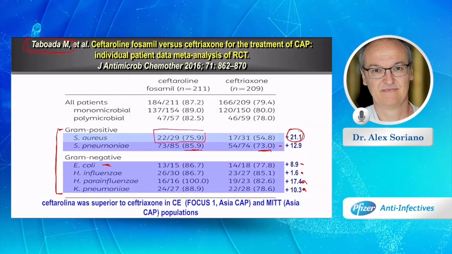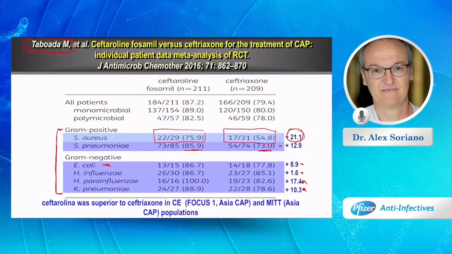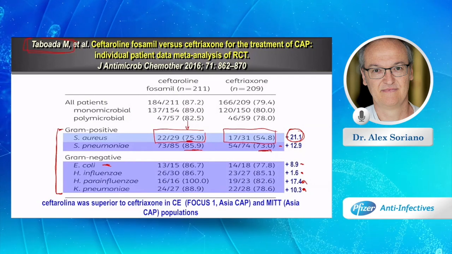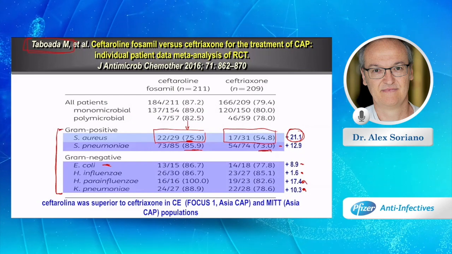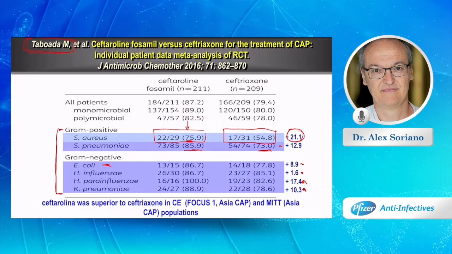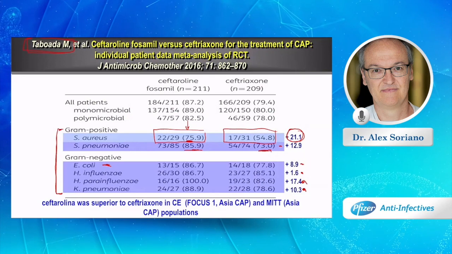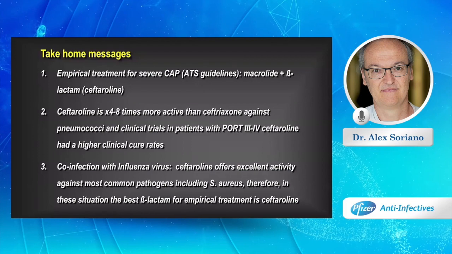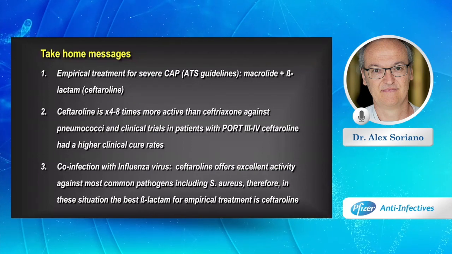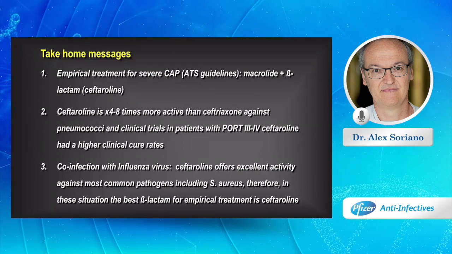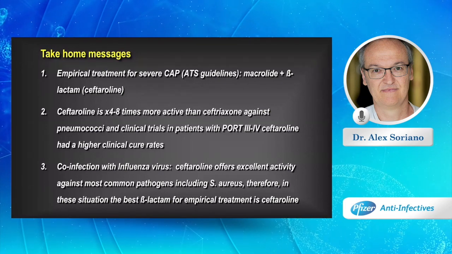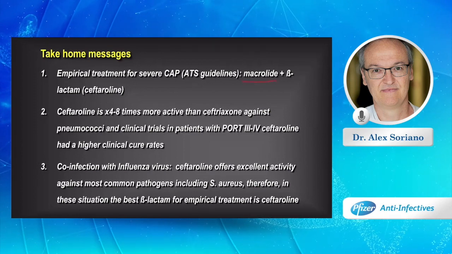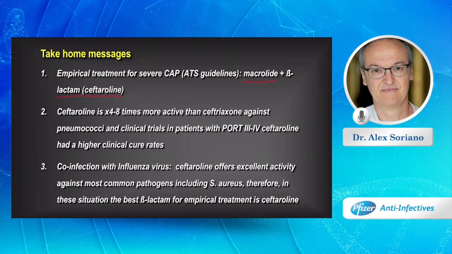Of course, even in the ceftaroline arm, the success rate was lower in Staph aureus than any other pathogen, because Staph aureus is a very severe pathogen. But it's clear that it's significantly better than ceftriaxone because this is a more potent anti-staphylococcal agent. So just to conclude, empirical treatment for severe CAP, according to the guidelines, could be a macrolide or a fluoroquinolone. In my perspective, I prefer a macrolide plus a beta-lactam. And according to the clinical trials, ceftaroline is apparently superior.